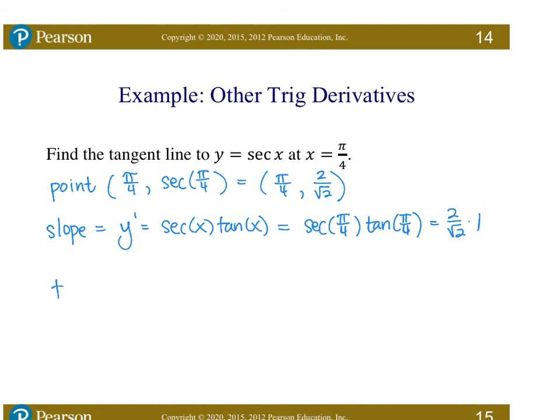Therefore, my tangent line is y minus 2 over rad 2 equals the slope, also 2 over rad 2, times x minus pi fourths. So along the curve secant x at the particular point x equals pi fourths, this would be the equation of the tangent line.